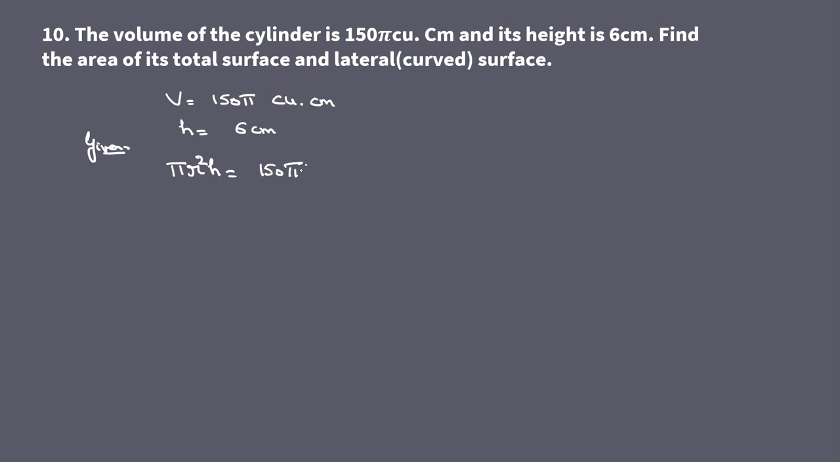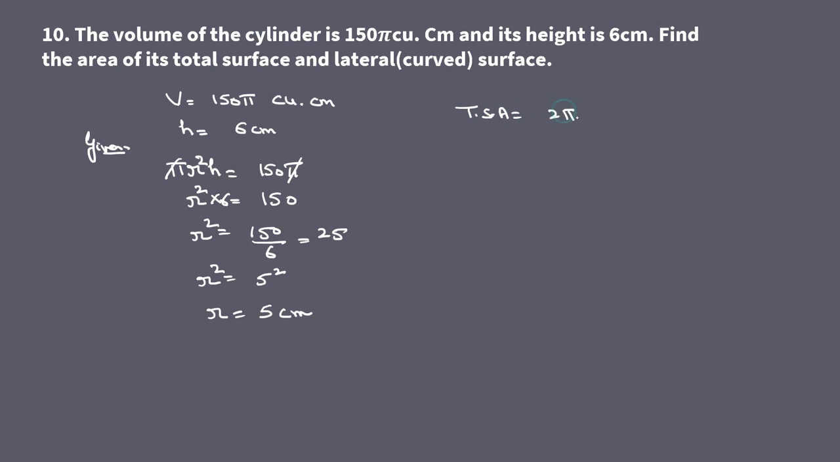Because volume is 150 pi, pi and pi cancelled. R square into h, h is 6, is equal to 150. R square is equal to 150 over 6, 25. So 25 is square of which number? It is the square of 5. So we get R as 5 centimeter. Now we have to find total surface area, that is 2 pi r into r plus h. So we will get 2 into 22 by 7 into 5 into 5 plus 6.